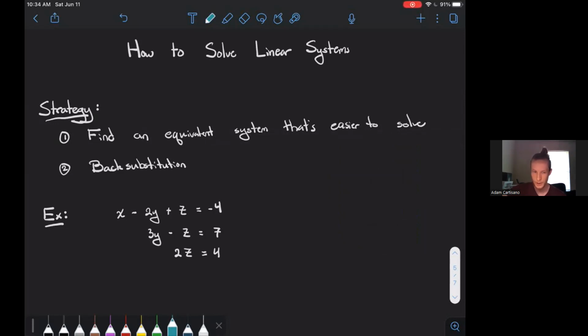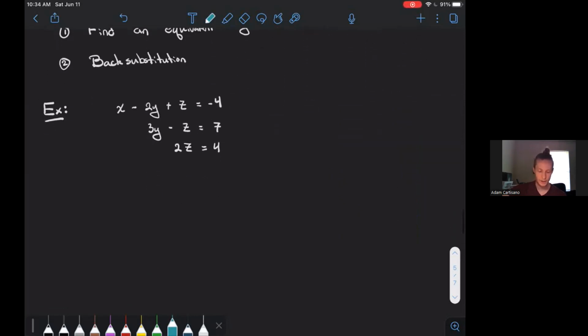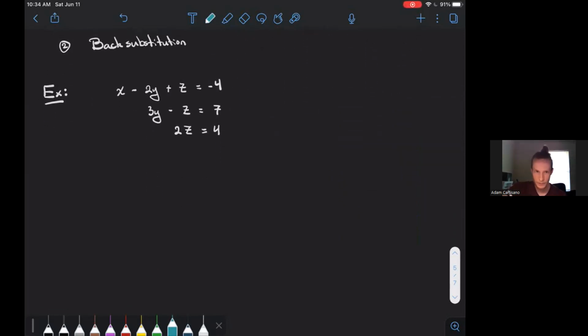First, we'll show how the back substitution works. So the first thing we have to do, look at this easiest equation. If 2z is equal to 4, by the way, this is a system of three equations in three variables. This is three planes that are all simultaneously intersecting in three-dimensional space.